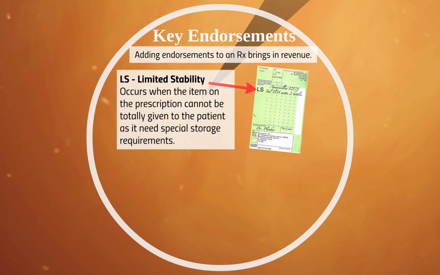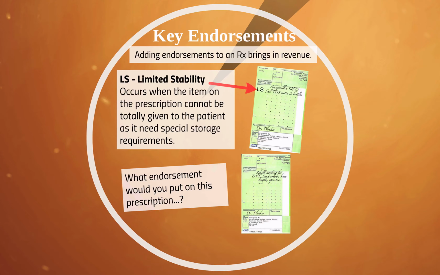But if they have 2 bottles, you can't make both up in the pharmacy and give it to the patient, because the second bottle, which they'll take in the second week, would have gone out of date because it's reconstituted. So what you're supposed to do is make one bottle up, write LS, limited stability, on the prescription, and then make an owing for the second bottle so the patient comes back. The government recognises that this is more work, and therefore the LS endorsement is used to recognise this and give contractors a bit more money.